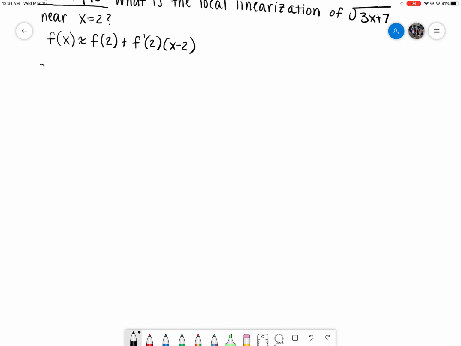And we'll find f prime of x. This is going to be a chain rule situation. So f prime of x is 1/2 times 3x plus 7 to the negative 1/2 times 3.